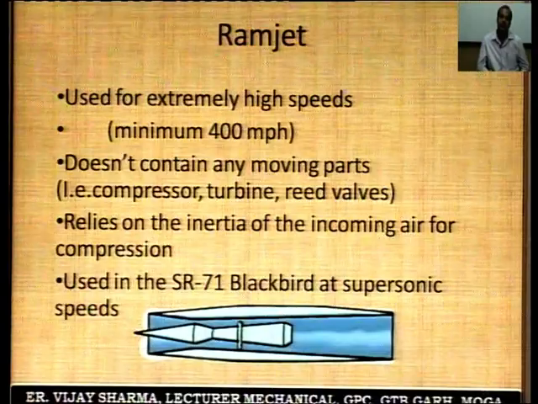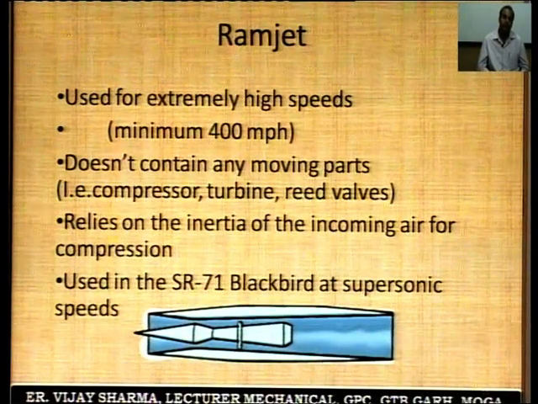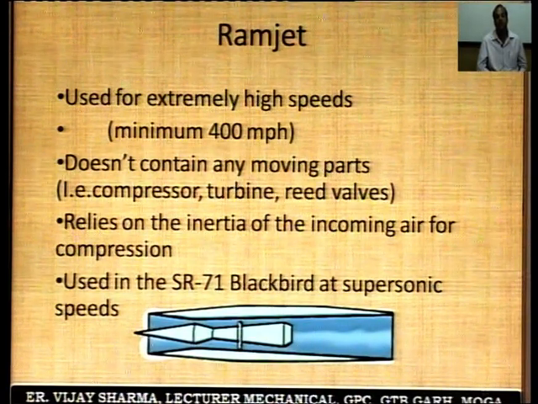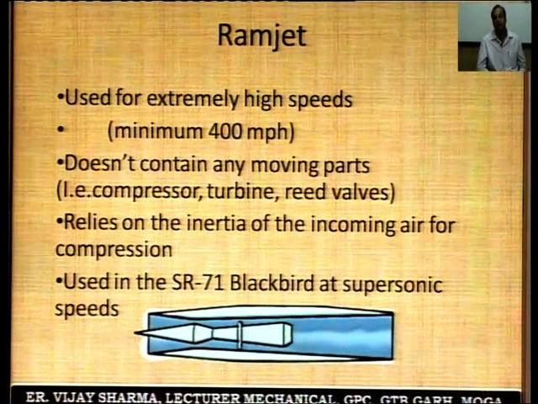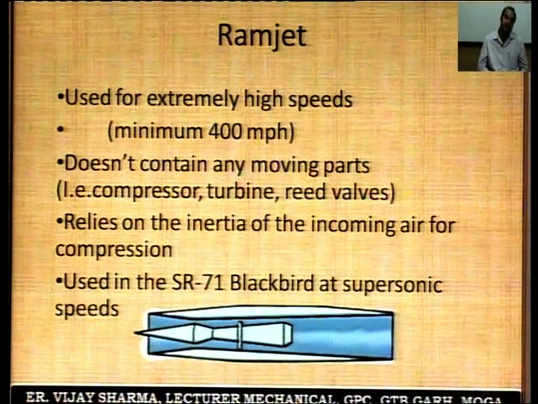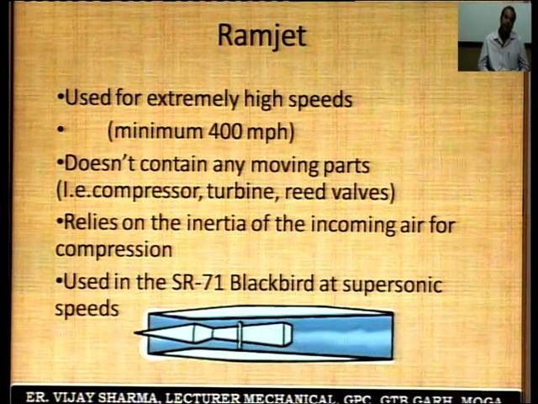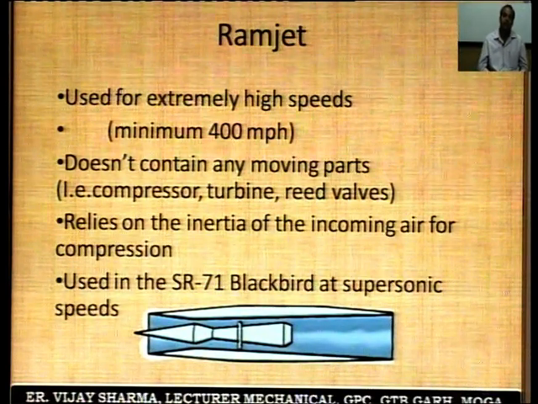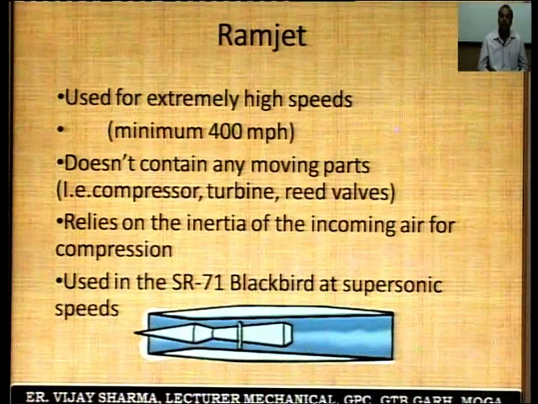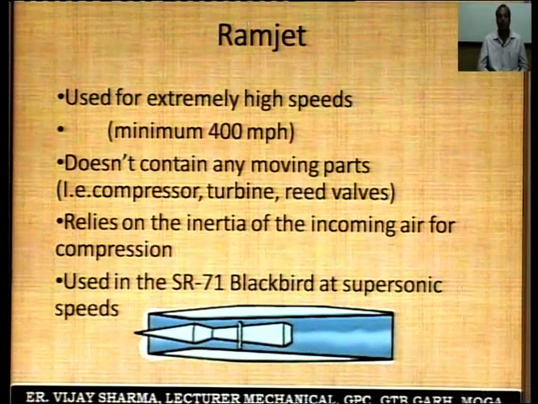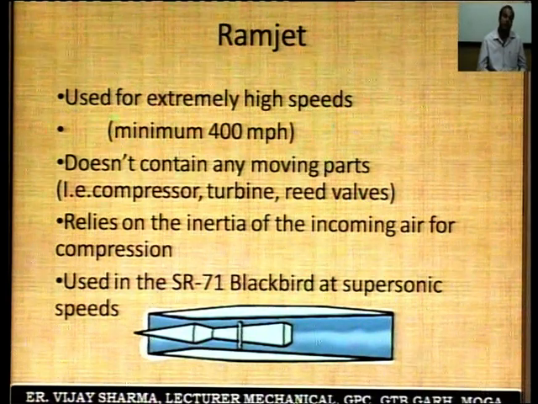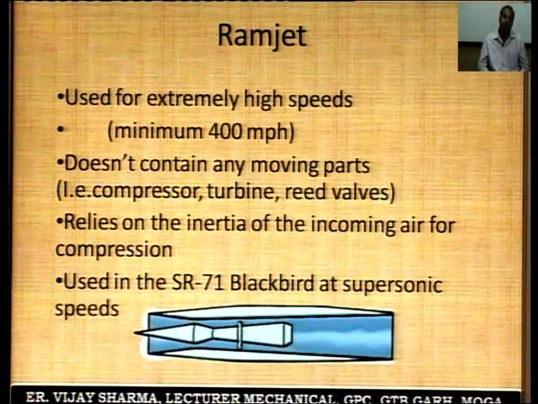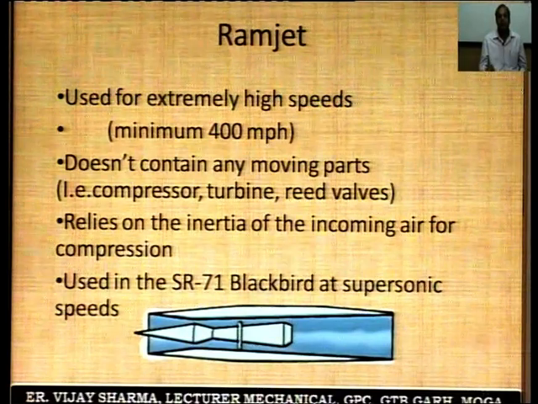I think this is the last jet engine, used for extremely high speeds. It has a minimum speed of 400 miles per hour. Second, it does not contain any moving parts, for example compressor, turbine, and reed valve. Third, it relies on the inertia of the incoming air instead of a compressor. And last, it is used in the SR-71 Blackbird at supersonic speed. Let me discuss the next slide also.